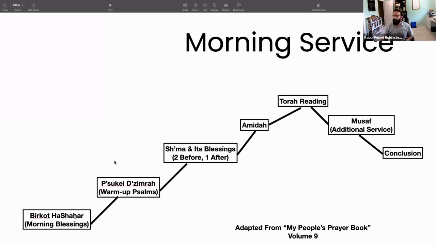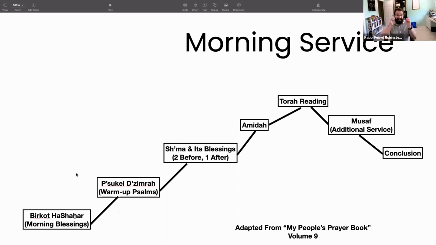Okay, great. So Birkot HaShachar and Psukei de Zimra are very often mislabeled, either intentionally or unintentionally, as the same thing. So very often we'll use those words interchangeably. Somebody might say, oh, let's do Birkot HaShachar, and what they really mean is this whole section. Or they'll say, hey, let's do Psukei, and what they mean is this whole thing.